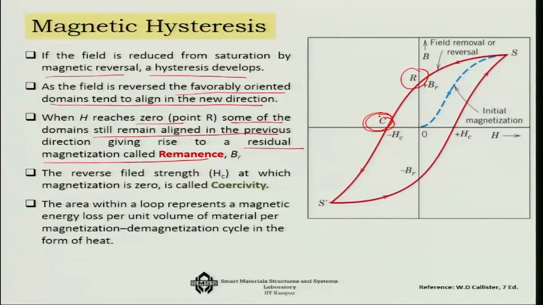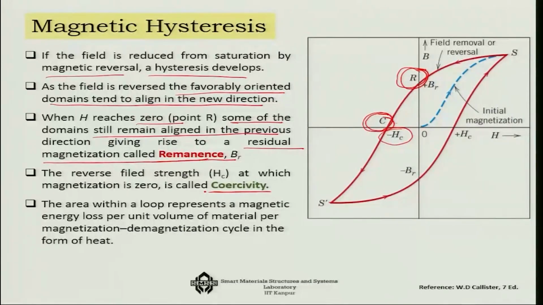There are two important things in magnetic hysteresis. One is called, as I told you, the remnants. That means when you are reversing the magnetic field, you will still find that some domains have not really aligned themselves, or are still keeping their alignment. That is the remnants, BR. And then when you have a negative magnetic field, suddenly the magnetization will become 0. So, that is the coercivity.